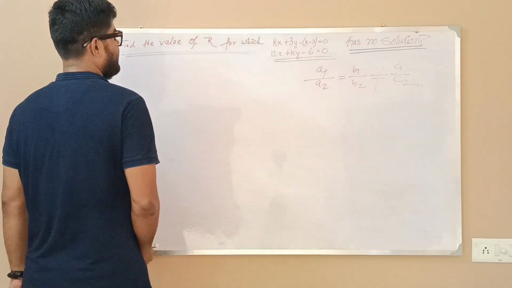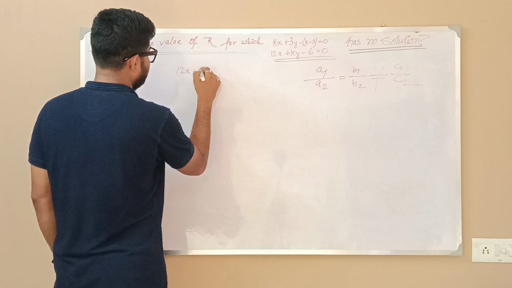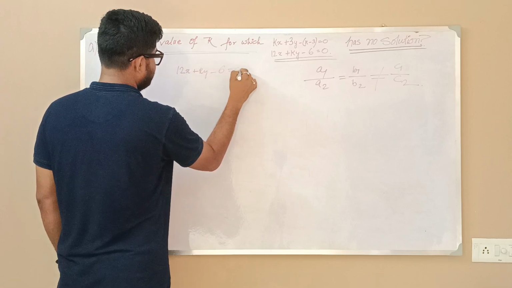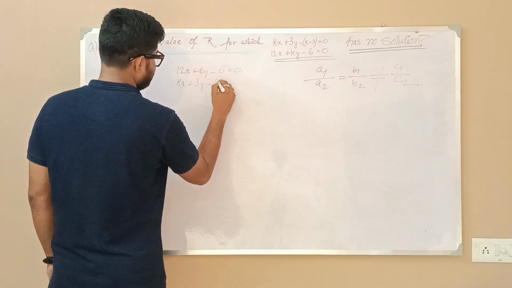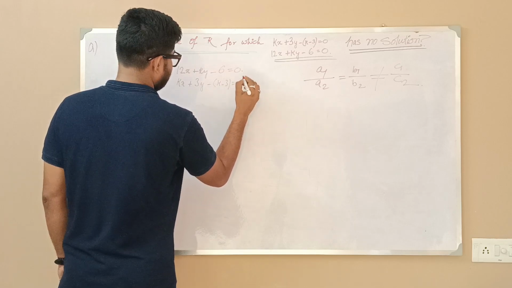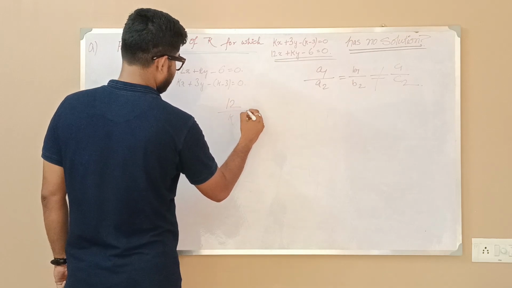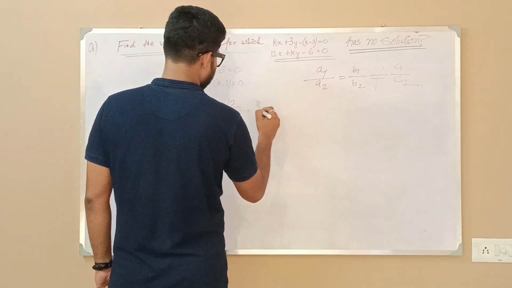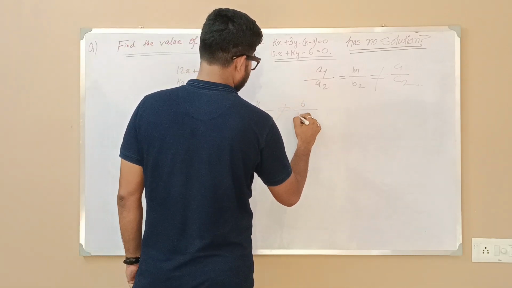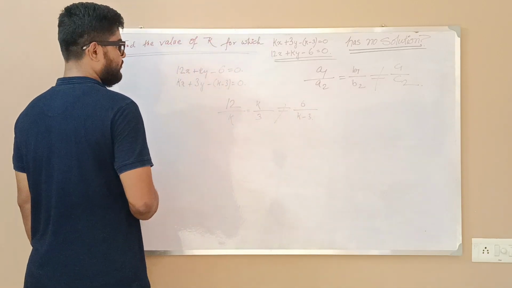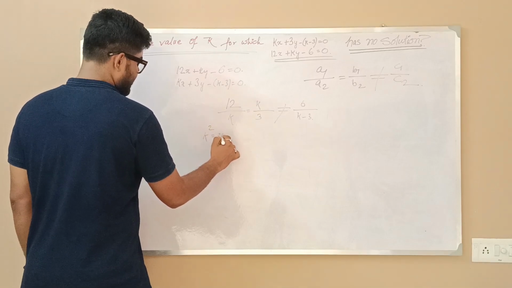Okay, so for this we have to write 12x + ky - 6 = 0 and kx + 3y - (k - 3) = 0. So from here we can write 12/k = k/3 ≠ 6/(k - 3). Okay, so k² will be 36.